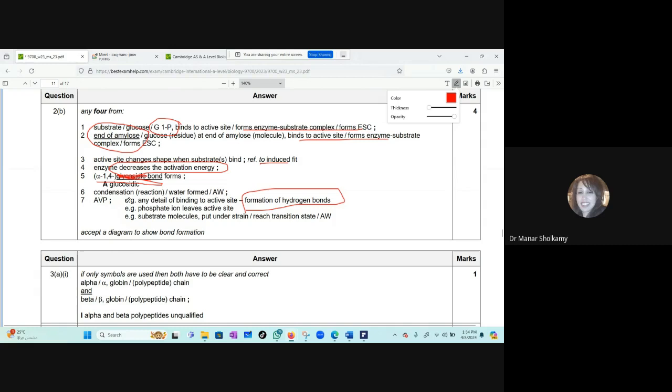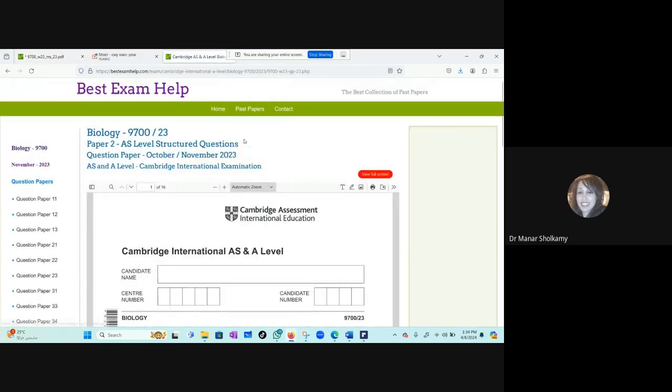Okay. Any detail of binding to the active site, even this is mentioned: interaction between the R groups or the formation of hydrogen bonds. So in this small part, they mentioned everything. They mentioned the mode of action, the induced fit, the reduction of activation energy, and the name of the bond. You can even draw a diagram. They accept a diagram to show the bond formation. Even this is accepted. Okay?